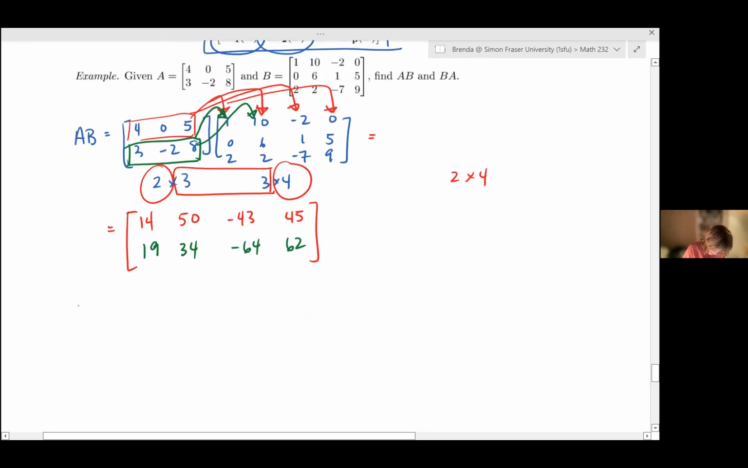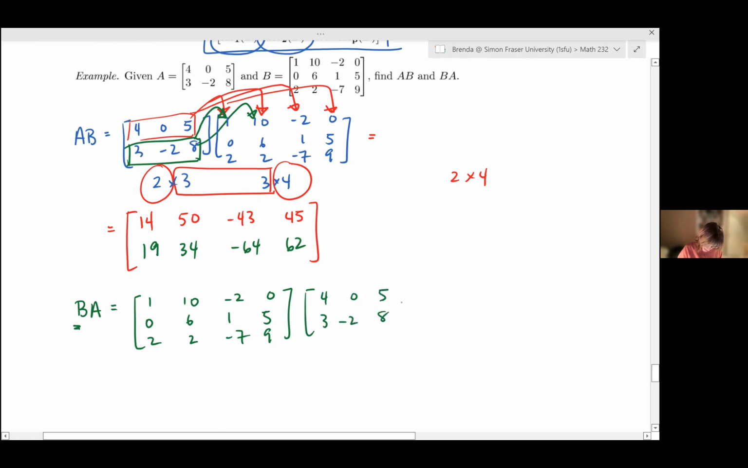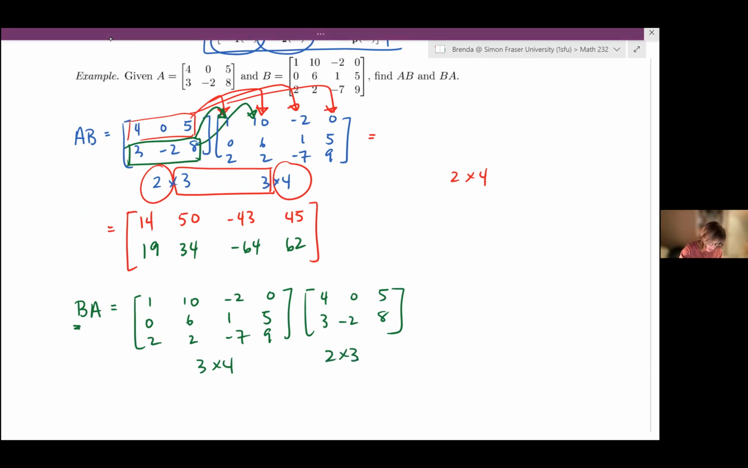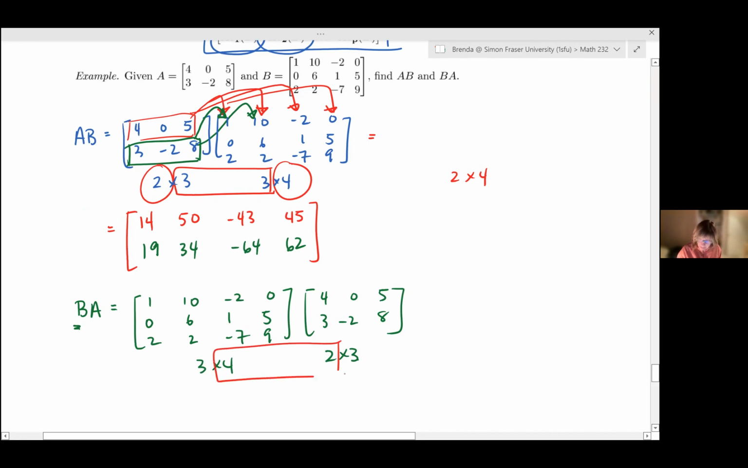Now I attempt to find B times A. And I write them out like this. B is first, so I write it down first. And I'm going to multiply that by A. I do my size check. This one here is a 3 by 4 matrix. This one here is a 2 by 3 matrix. I check those two inner numbers. Ding, ding, ding. They don't match. This is not happening. So BA is undefined.